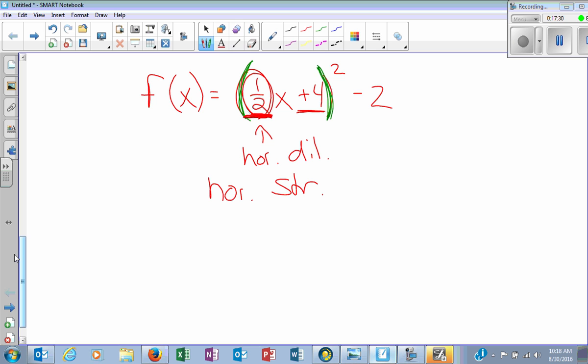So what would this graph look more like? If I was going to draw a quick picture, it would be wider than normal. Why? Because it's a horizontal stretch, it's going to pull that graph out farther. Does that make sense?